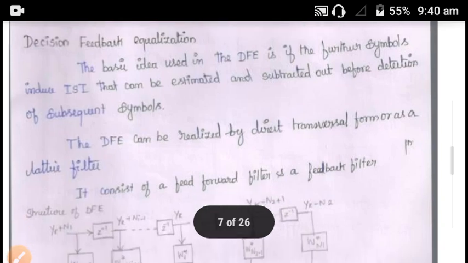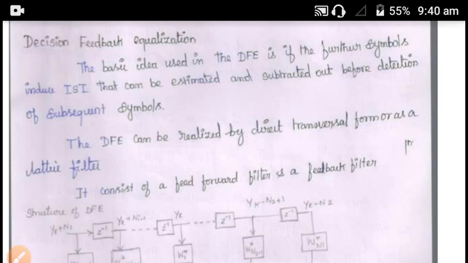So first, the decision feedback equalization. Here in this decision feedback equalization, if the past symbols induce intersymbol interference, that can be estimated and subtracted out before the detection of the subsequent symbol. So this is mainly used: the intersymbol interference they induce can be estimated and subtracted before the detection of the subsequent symbol.